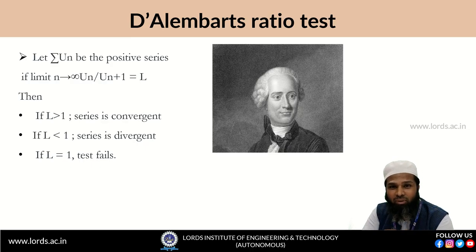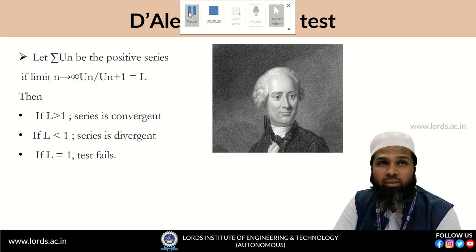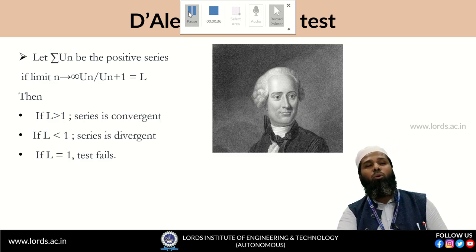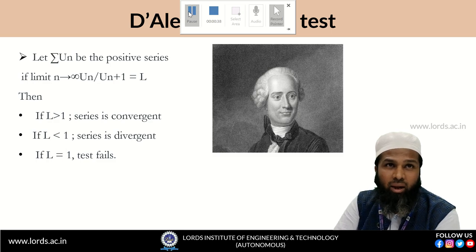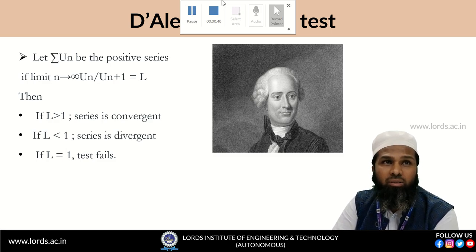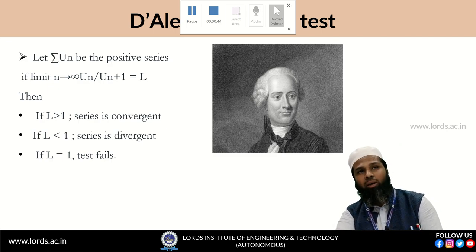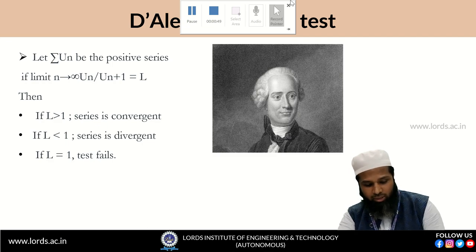For convergence, one of the important methods is D'Alembert's ratio test. This is the method by which we know the convergence and divergence of a series. Just now I told you the nature of the series is of three types: convergent, divergent, and oscillatory series.